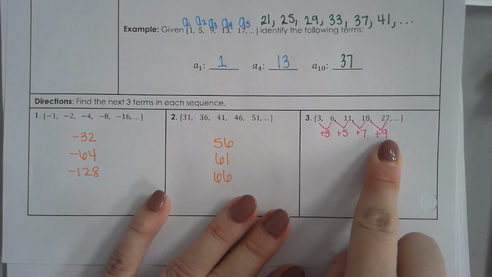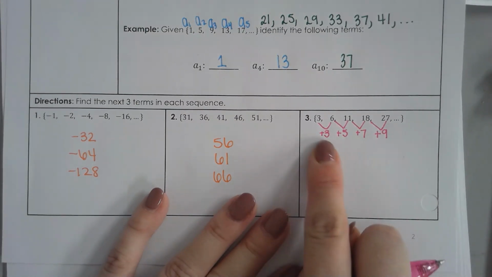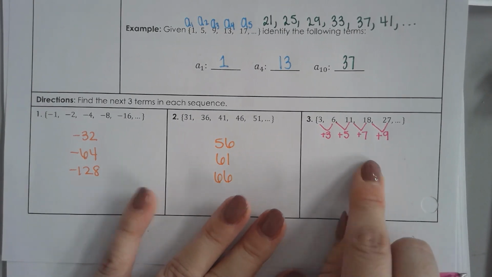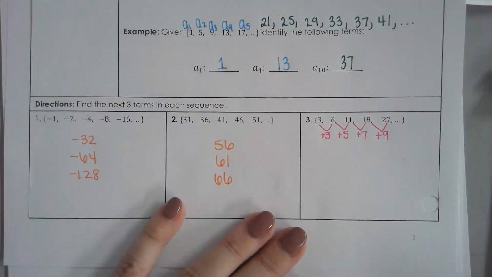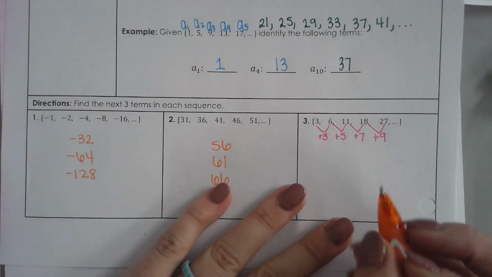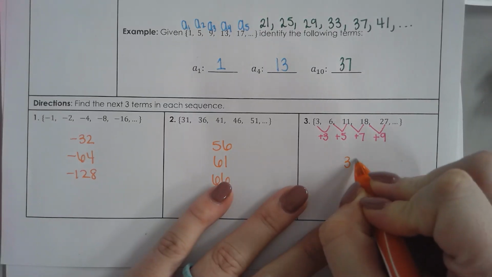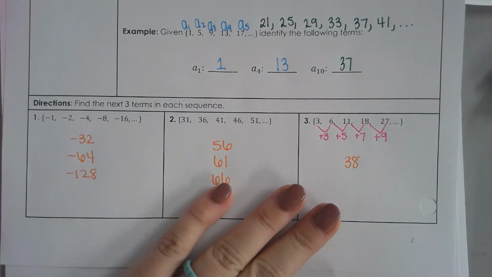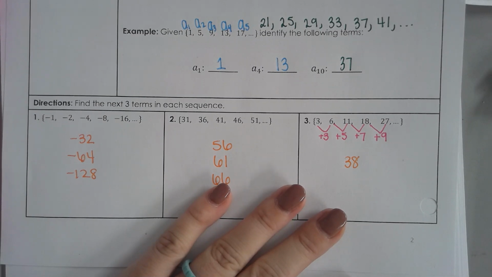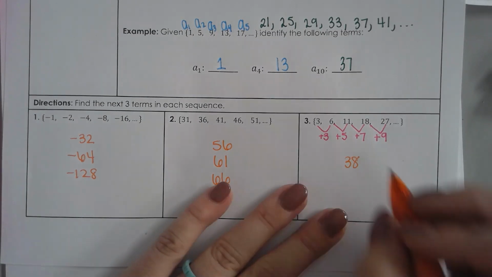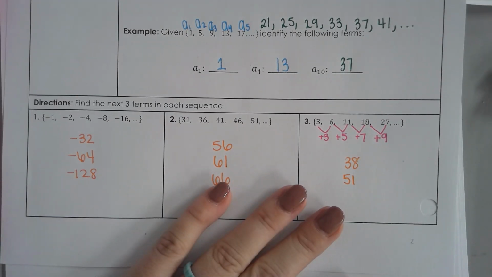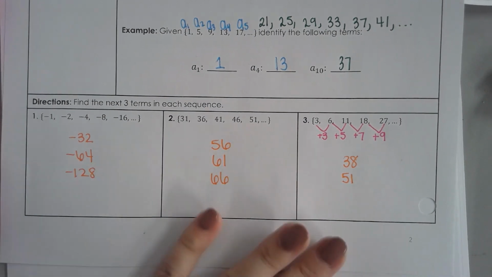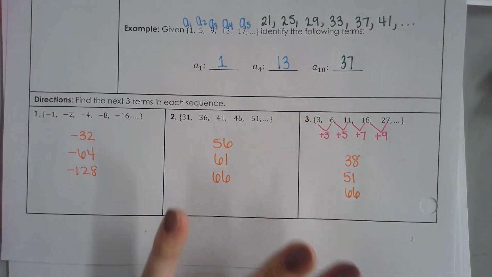So the number that you're adding is going up by 2. That's a tough one. So what number will I add next? 11. So 27 plus 11, 38. So I added 11, then I should add 13. 38 plus 13, 51. And then I should add 15. So I added 11, 13, and 15 to get 66.